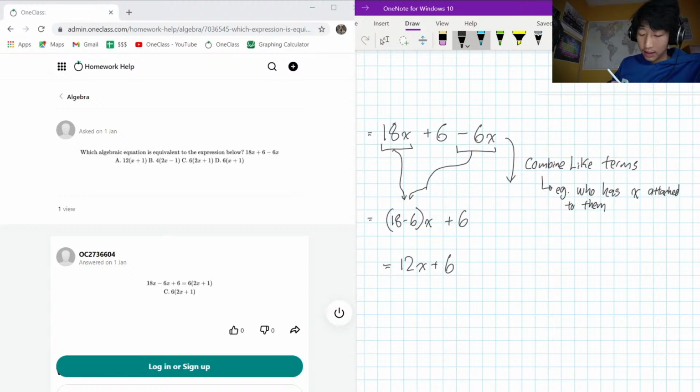Now for the next thing, you see how 12 and 6 are both divisible by 6? We can factor them out. So here we can say factor out 6, and we will have 12 divided by 6, that's 2, so there's got to be a 2 attached to that x, and 6 divided by 6, that's 1, so that's just 1. And this seems to be as simple as we can get it. Now let's try to see which option matches.